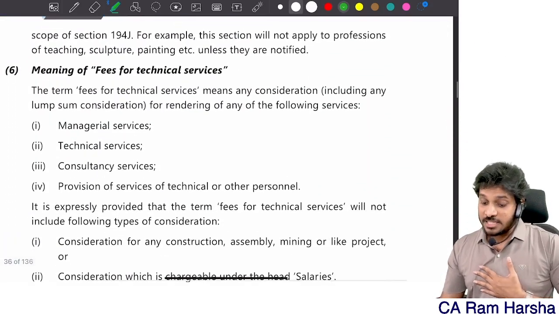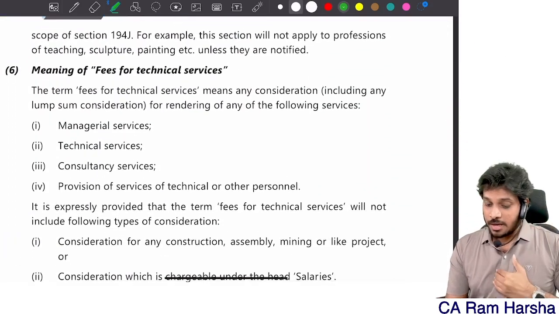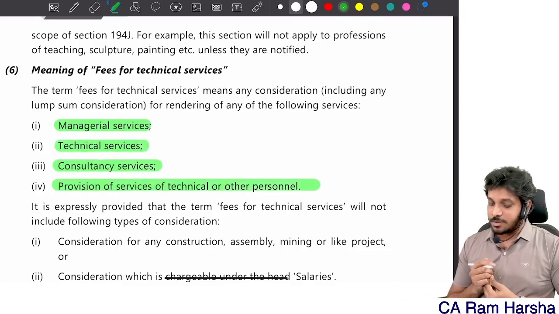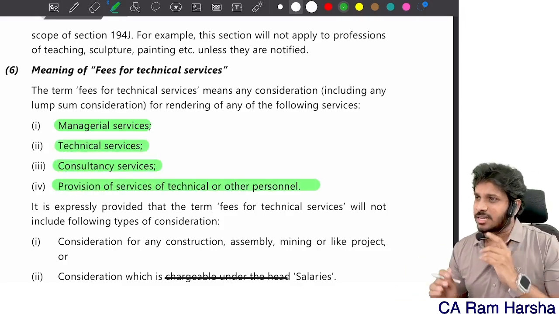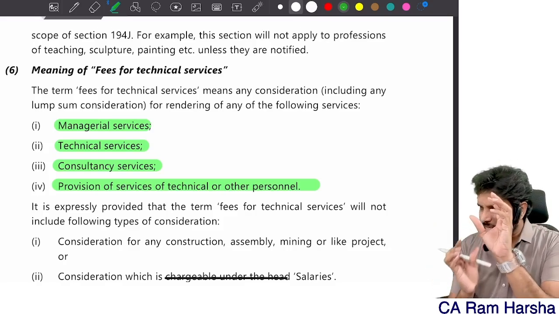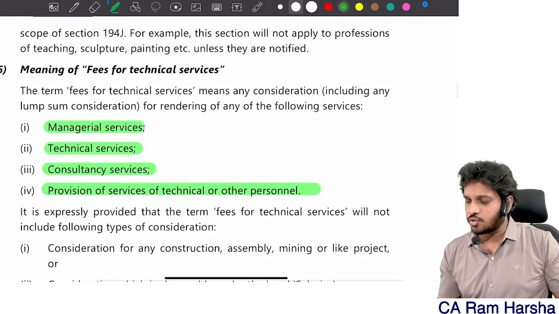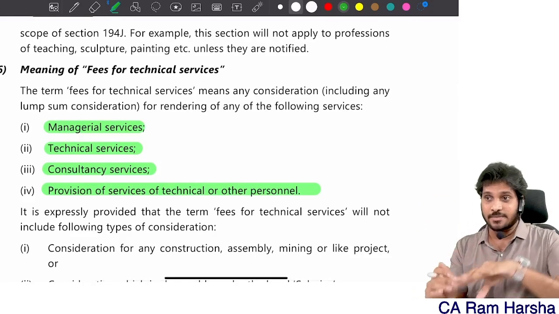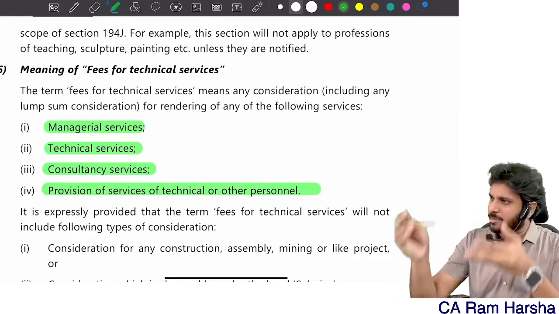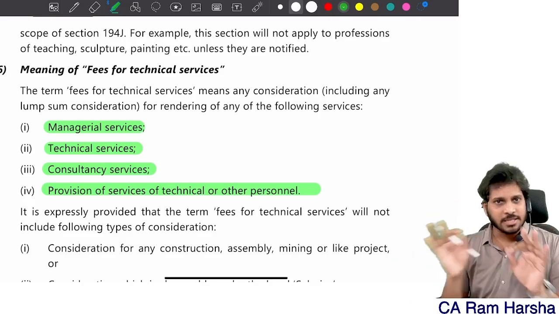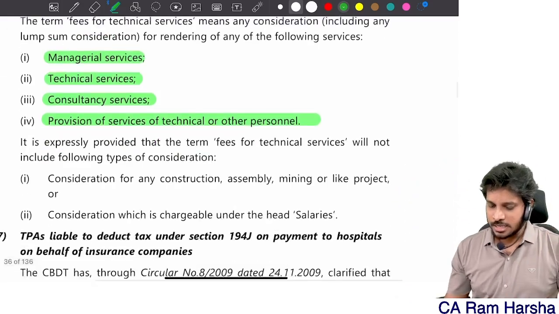What do I mean by fees for technical services? Managerial service, technical service, consultancy service, and provision of service for technical or some other professional. This interpretation is not required at this level. In reality, if you are facing a situation whether a service is to be classified as a technical service or professional, depending upon the facts and circumstances, there are so many judgments available. From an exam point of view, that discussion is not relevant. Next.